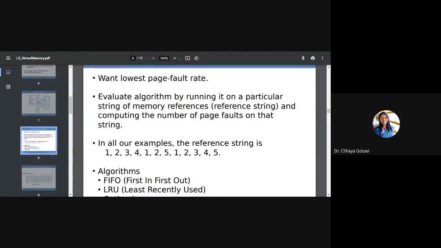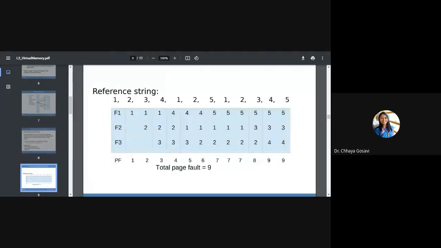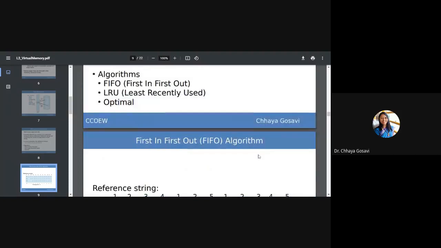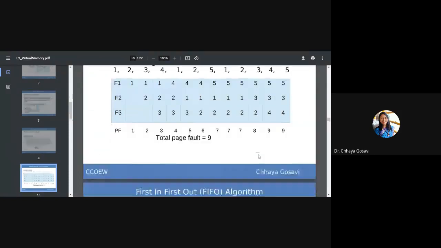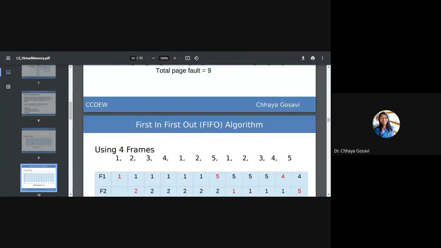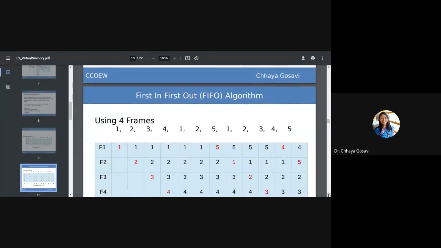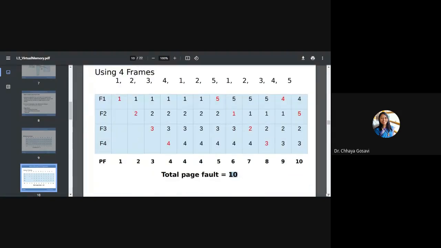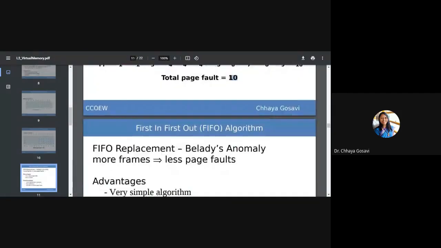We have seen this example string 1, 2, 3, 4 with LRU, FIFO, and optimal. So we got 9 page faults with 3 frames with the FIFO algorithm, first in, first out, and 10 page faults with 4 frames. And we discussed that it is called the convoy effect. By increasing memory, that means increasing the number of frames, we should get fewer page faults. But in some cases, for some strings, we are not getting fewer page faults. Page faults increased as we increased the number of frames. So this effect is called the convoy effect.